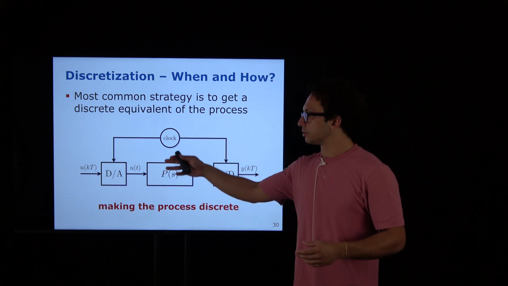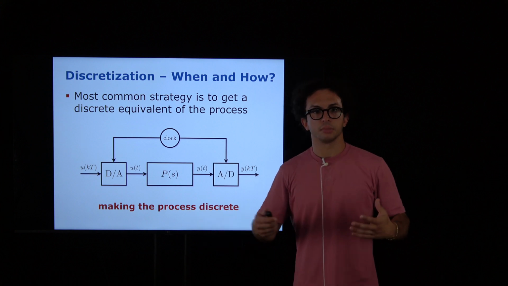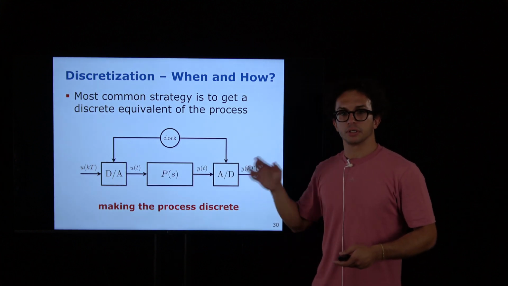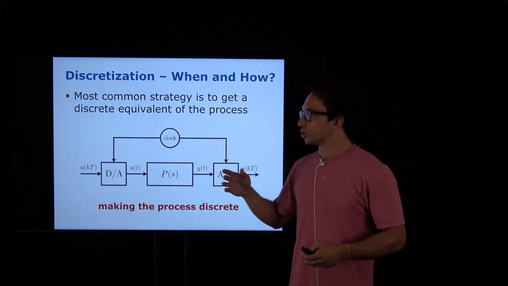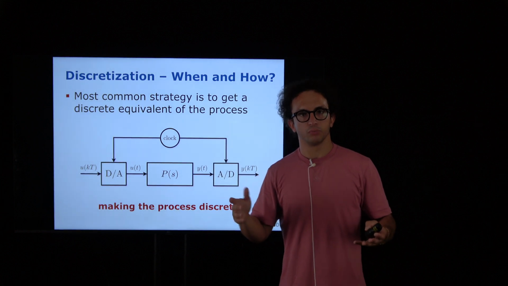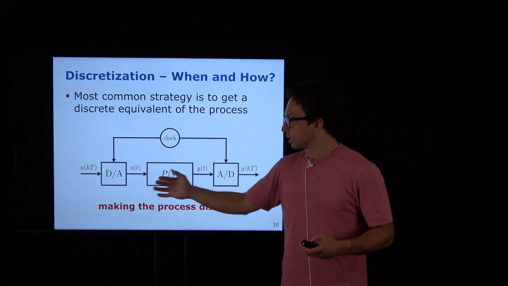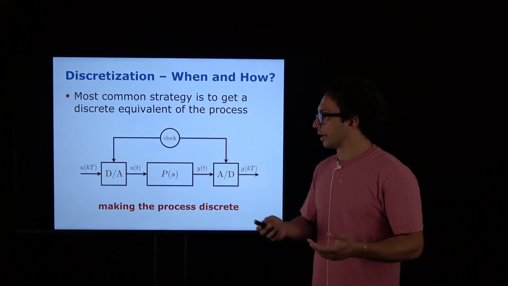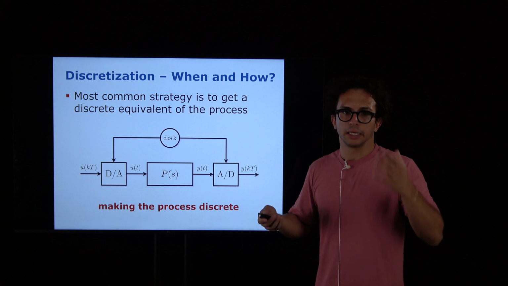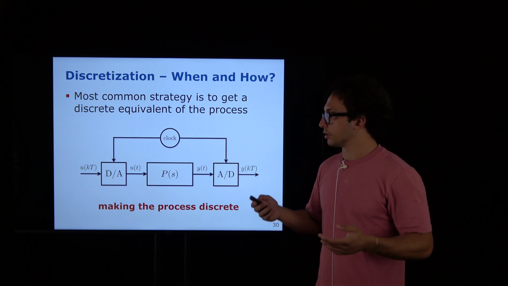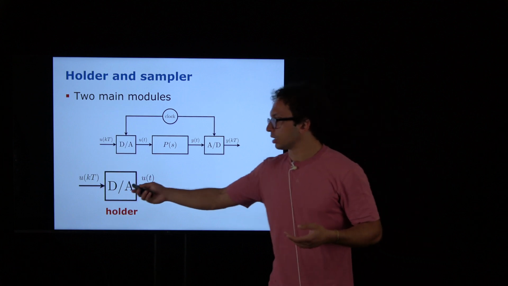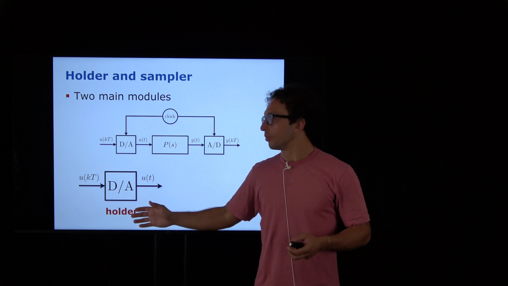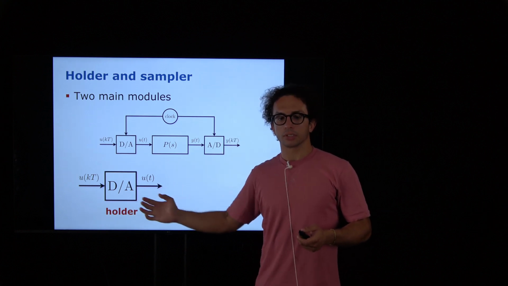So we have talked about these block schemes a bit, but there are these two parts of the block scheme which we don't really know what they are: the digital to analog and the analog to digital. So what are they doing, how do they look, and also how are they called? So first, digital to analog. This is called holder, and I will show you in a second why it's called holder.